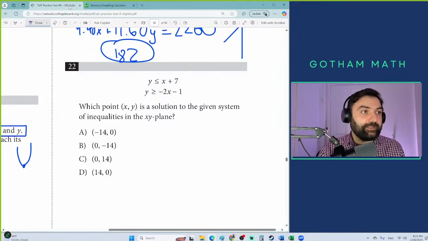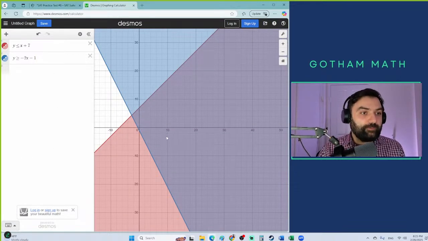This is literally question number 22. All we have to do is find the point that's located within the double shaded region. That's all. All right. We're moving on.